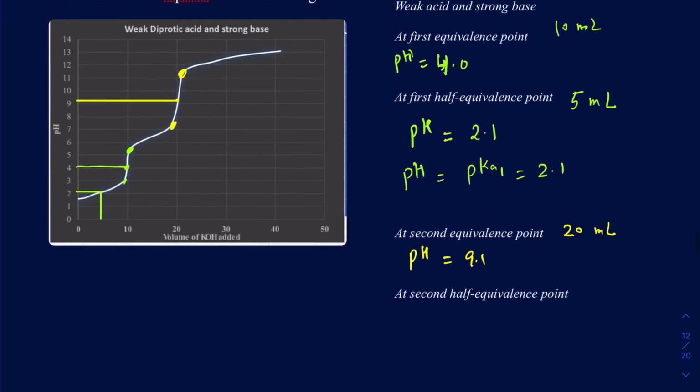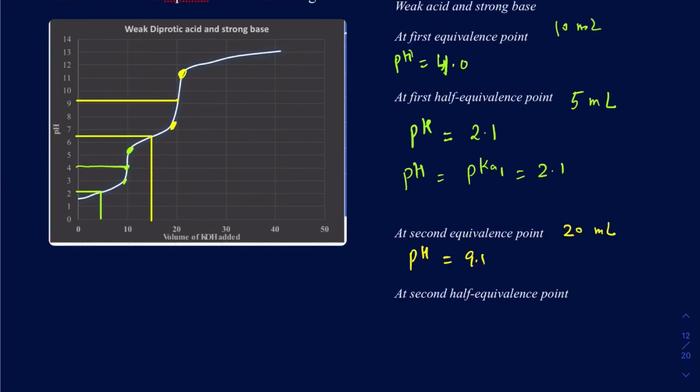And then what else is going on? What's going to be your second half equivalence point? It's a little bit important to understand where the second half equivalence point is going to be. It's not going to be half of 20, because remember, half of 20 is 10, and that's where your first equivalence point was. Your second half equivalence point is going to be in between the first and second equivalence points. Another way of saying it, add about 15 milliliters, because by 15 milliliters, you would lose half of the second proton. So it's going to be right here.